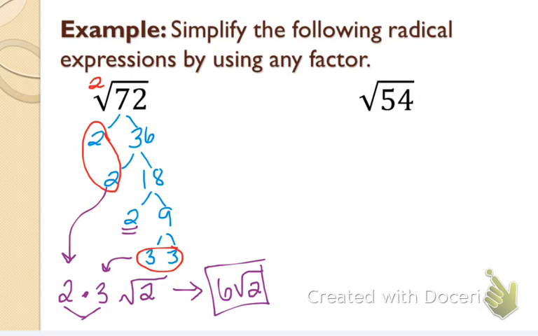Next one, square root of 54. Once again, you can start off with 2 because 54 is even, so definitely 2 works. Or maybe you want to challenge yourself and say, okay, I'm pretty sure I can think of other numbers. 6 and 9. Okay. 6 can be broken into 3 and 2. 9 can be broken into 3 and 3. And that's it. We have reached our prime numbers.